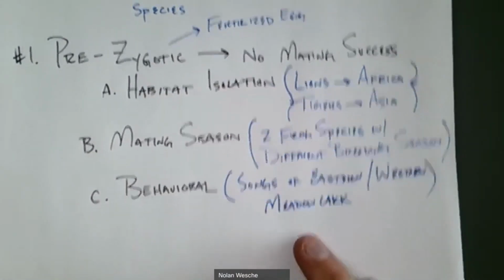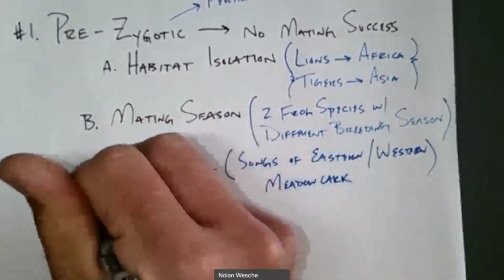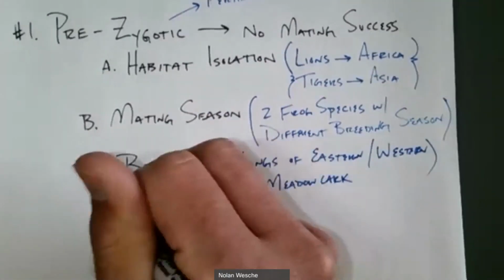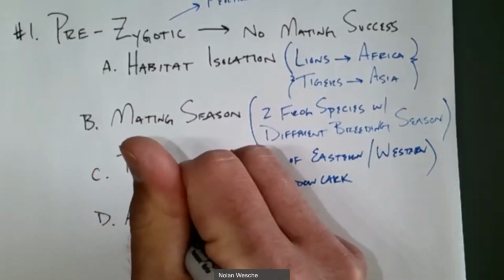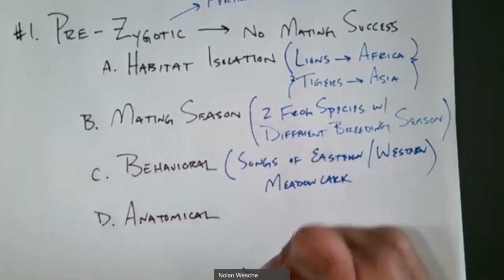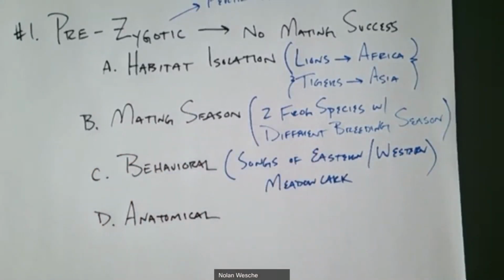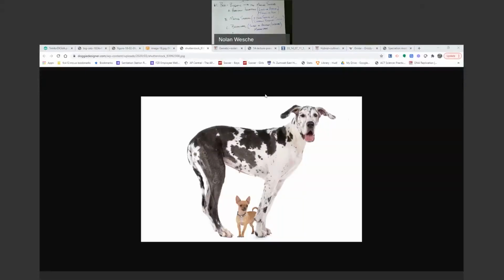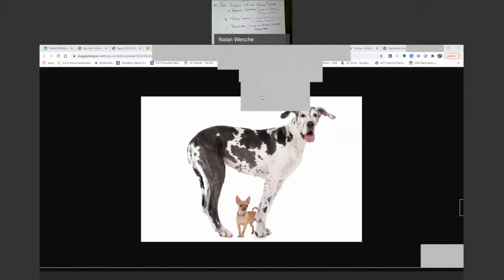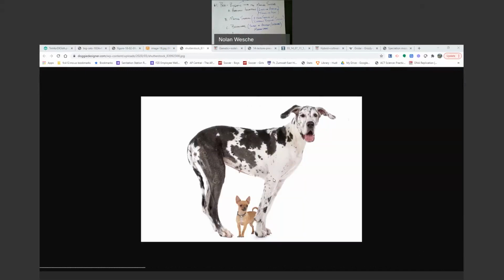Moving on to D, we're going to have some anatomical barriers in place. So here we have a Great Dane and a Chihuahua, and for these two individuals, the act of mating just would not work with the anatomical features that they have. So that's an anatomical barrier.